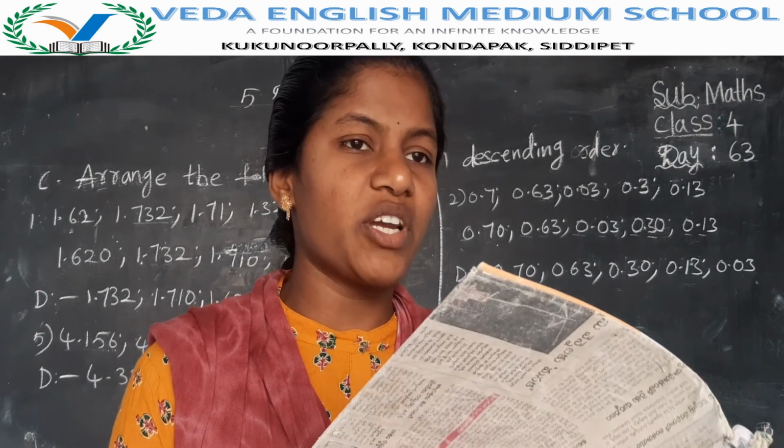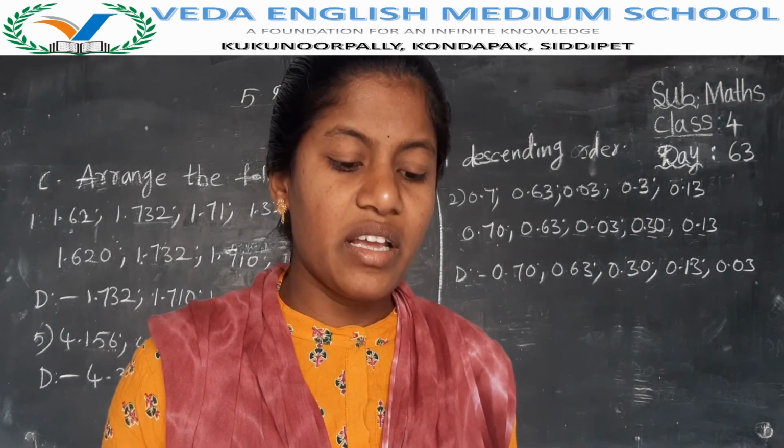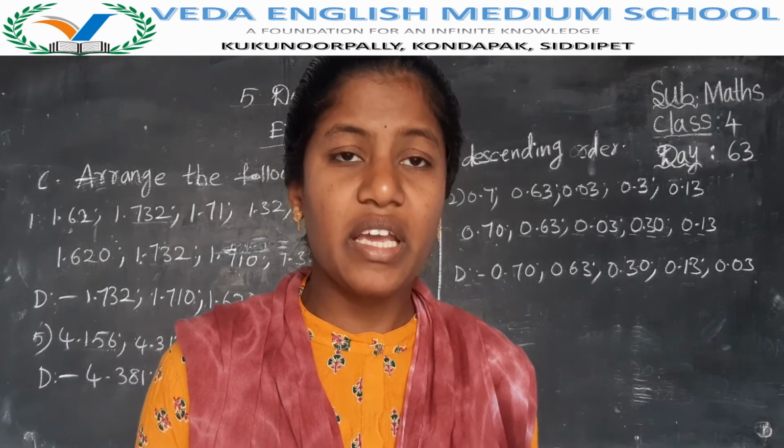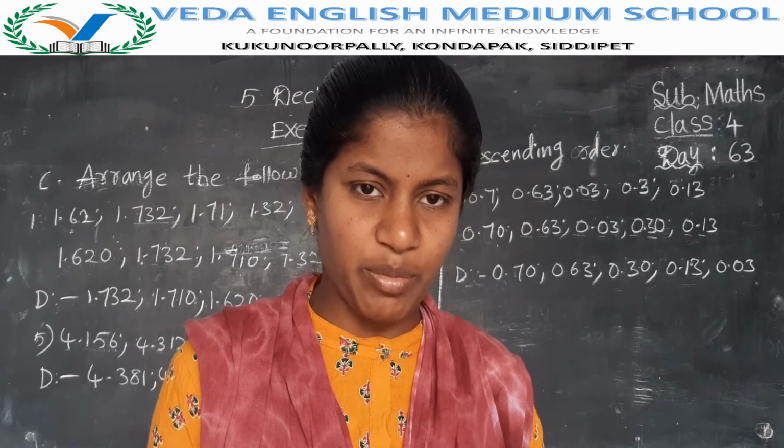Then remaining all problems you have to complete. Here we have 6 problems. Out of 6 I have explained 3. More 3 you have to complete. Okay children, complete your homework up to here. In the next class we will go for addition and subtraction of decimals. Okay.